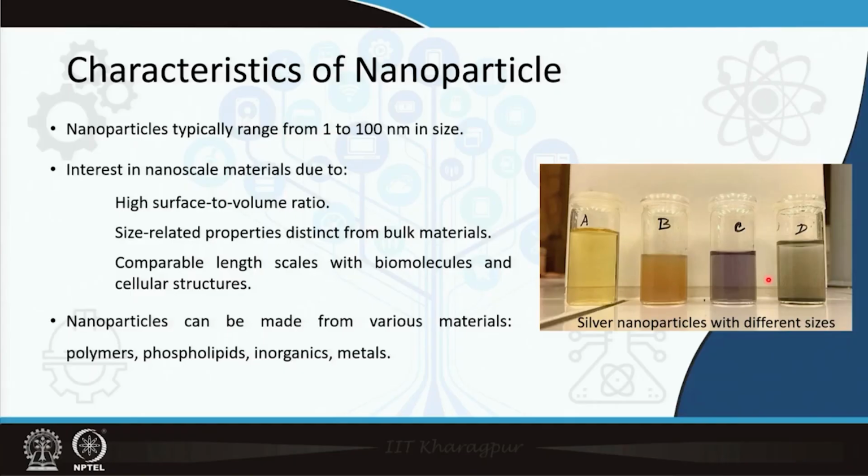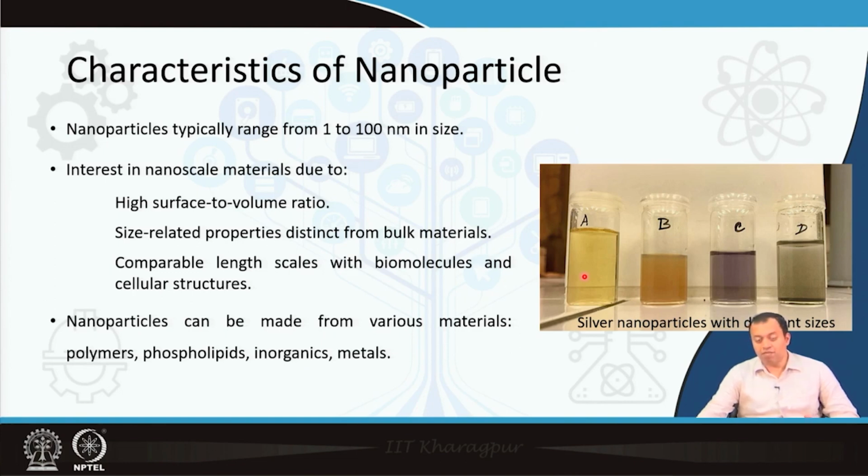Just to recapitulate, what exactly is a nanoparticle? Nanoparticles typically range from 1 to 100 nanometer in size. We have discussed this in a total module, but I thought a couple of slides will help to recapitulate. We are interested in nanoscale because of the high surface to volume ratio, and the optical property of nanomaterial depends on their size. If they are of the same material, silver nanoparticle, but of different sizes, they can emit or reflect, depending on the type of nanomaterial, different types of light.